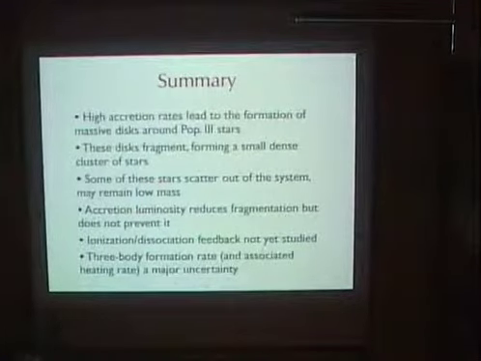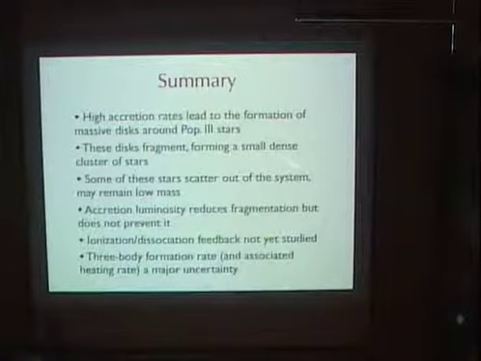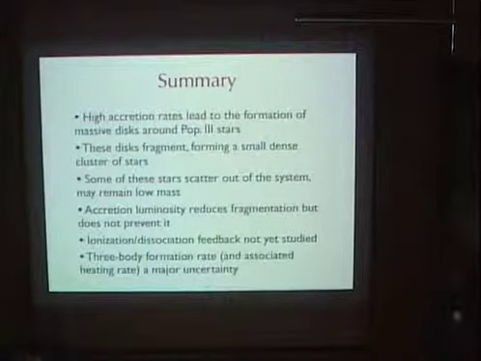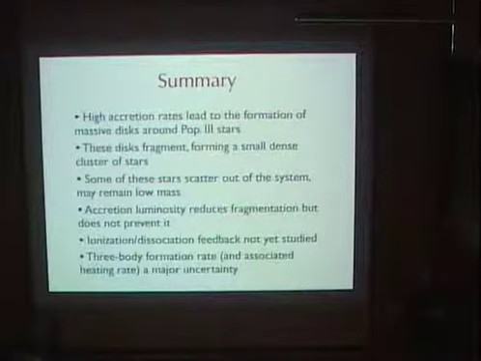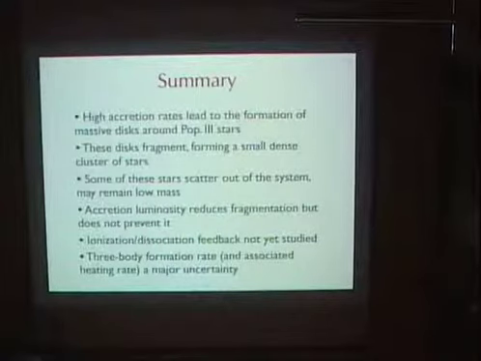So, to summarize, we know that the high accretion rates we see in Pop III star-forming systems lead to the formation of massive disks around Pop III stars. We know that these disks fragment. We can be confident in the simulations up to this point. They form a bunch of sink particles, and assuming that these objects survive as individual protostars, we'll form a small, very dense cluster of stars. Some of these stars will be gravitationally scattered out of the system, and therefore have the possibility of remaining at low mass.